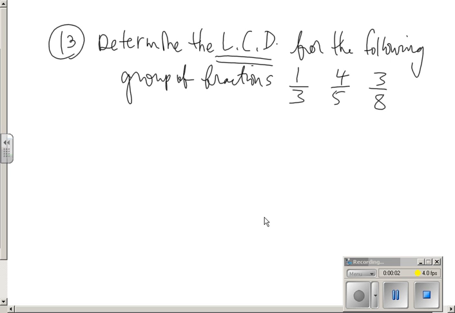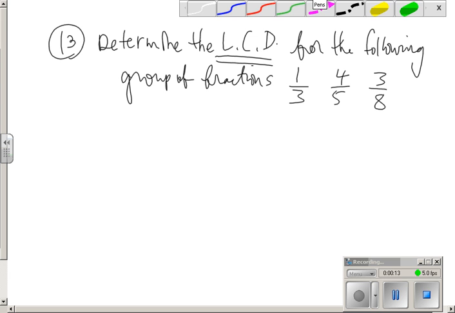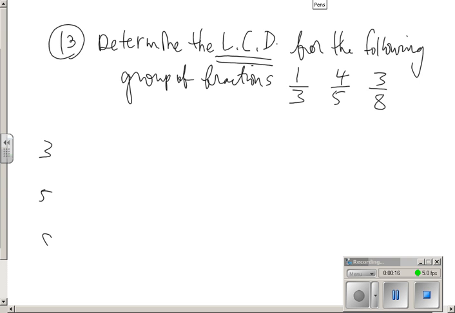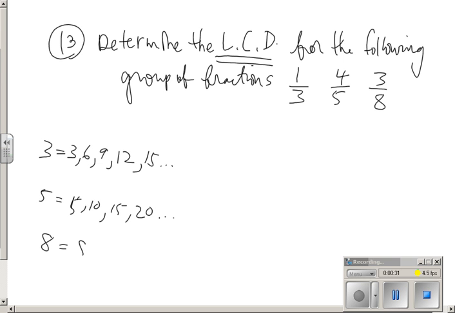Question 13 of our review says, determine the lowest common denominator for the following group of fractions: 1/3, 4/5, and 3/8. Now, normally what we would do is take all of our denominators, in this case 3, 5, and 8, and start to write all of the multiples of each of them, and continue going, 5, 10, 15, 20, until I found one that all of them share in common.